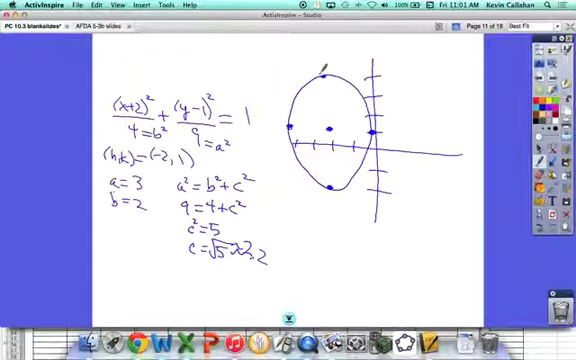And now we need to put the foci in the right spot. We know that they are going to be somewhere along this major axis. I'm going to go 2.2 up and 2.2 down. Right, so about there, and about there.